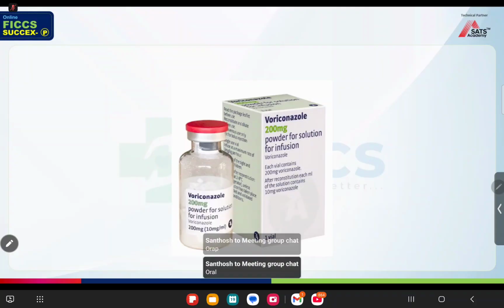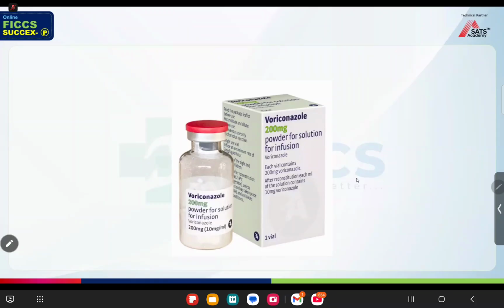Ma'am, I will prefer the oral form if the patient can tolerate, because the IV form contains cyclodextrin, which is nephrotoxic, which can cause nephrotoxicity. Very good. Okay, good.